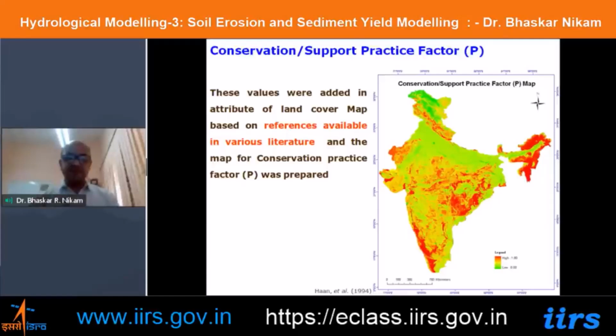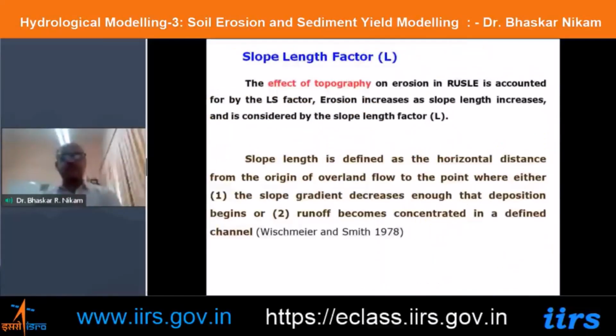Similarly, in urban areas, the drains and the buildings that we have constructed offer some resistance to the flowing water and reduce the erosion and sediment yield. So from standard literature, we take out these values, link them to what kind of land use land cover we have, and convert the land use land cover map into a conservation practice factor map. Now coming to very important factors in estimation of soil erosion, the terrain factors, which are the slope length factor, the L factor, and the slope factor, which is the S factor.